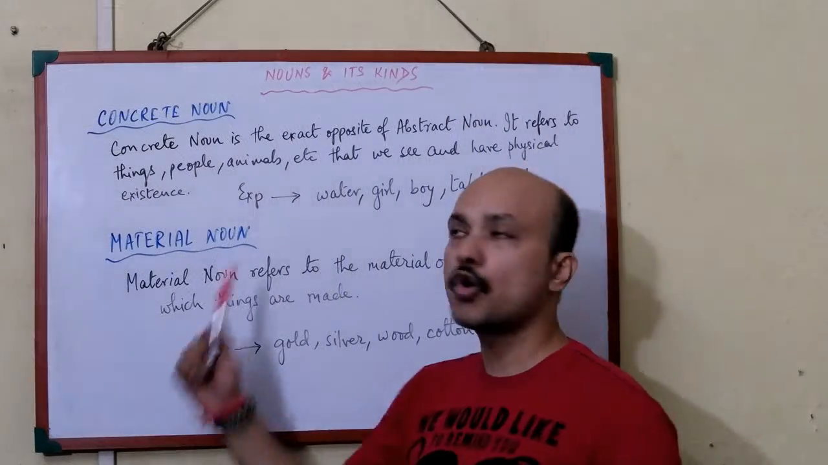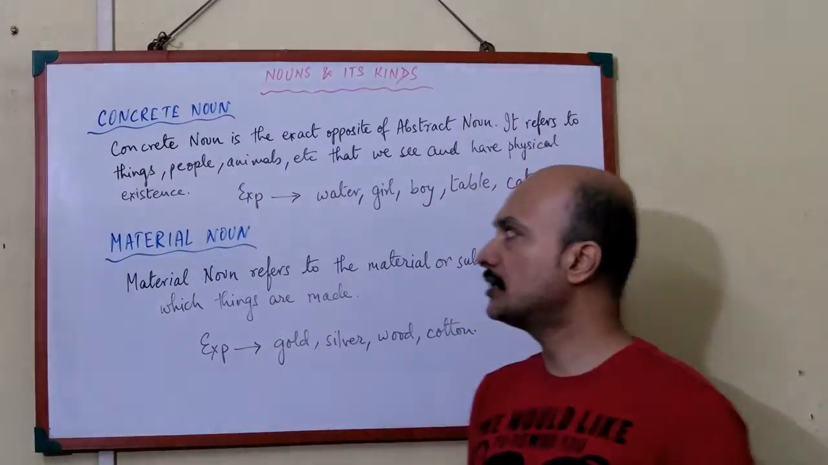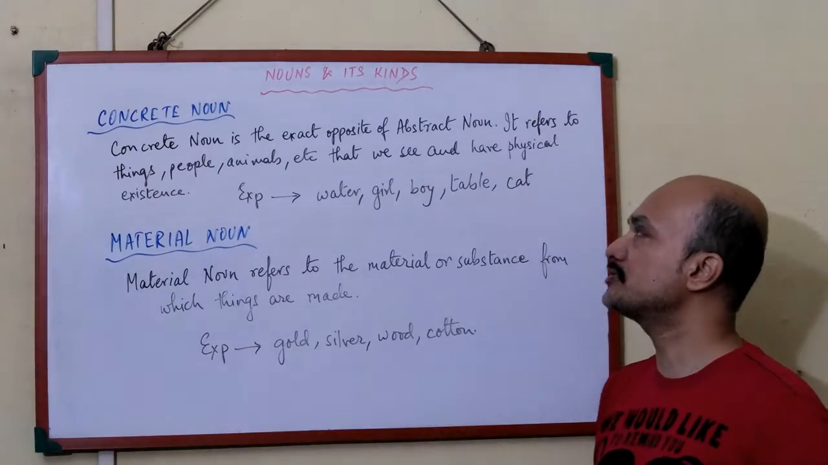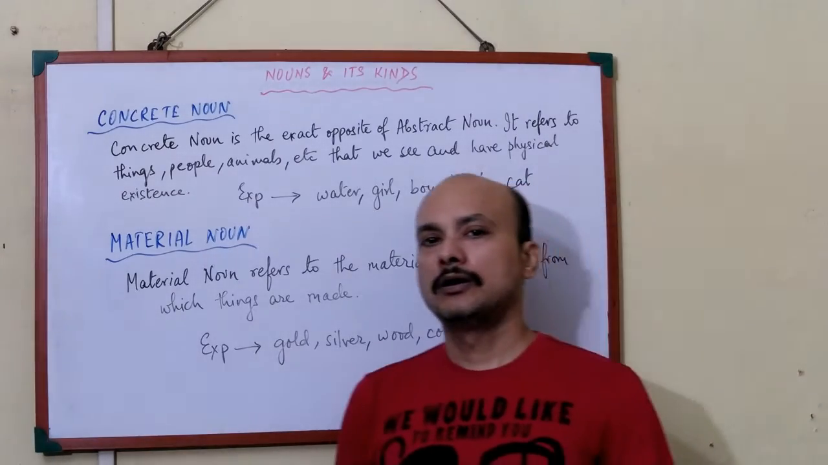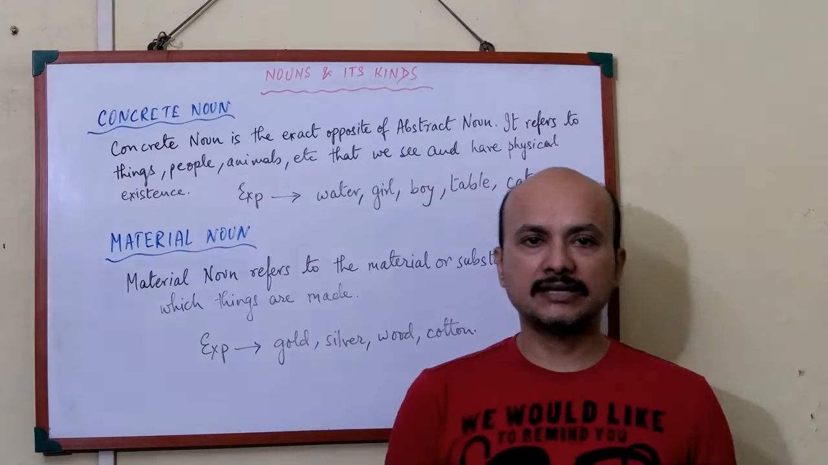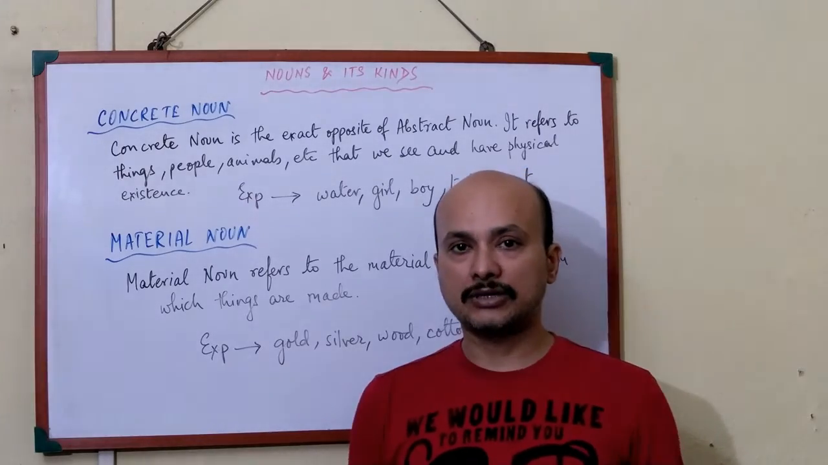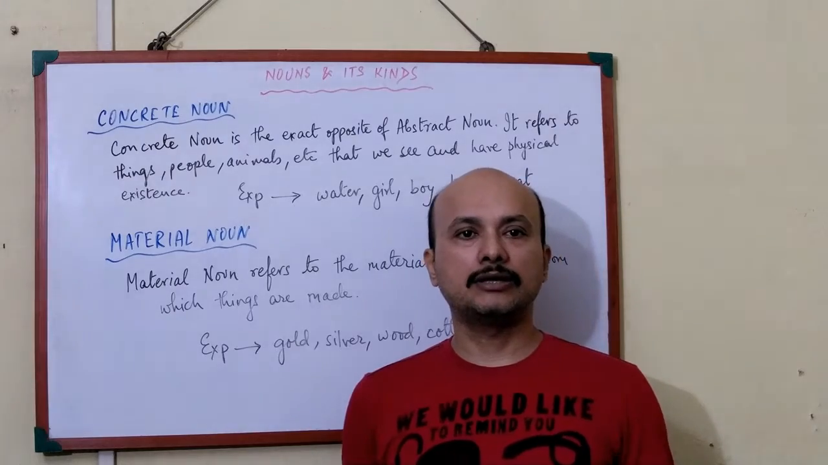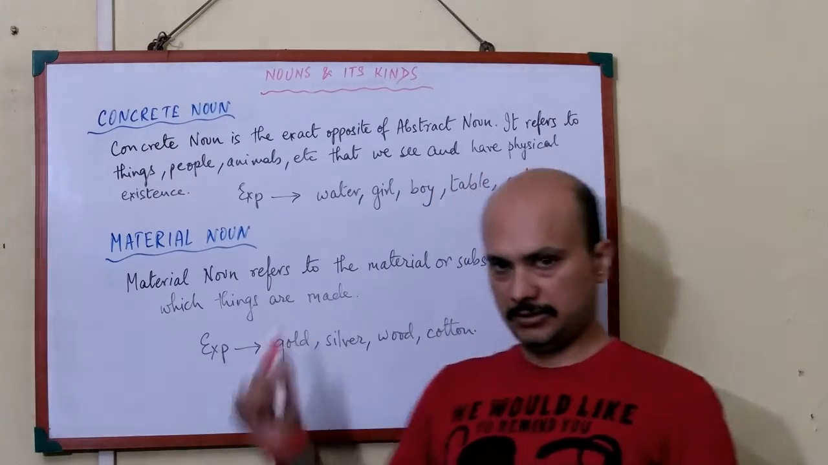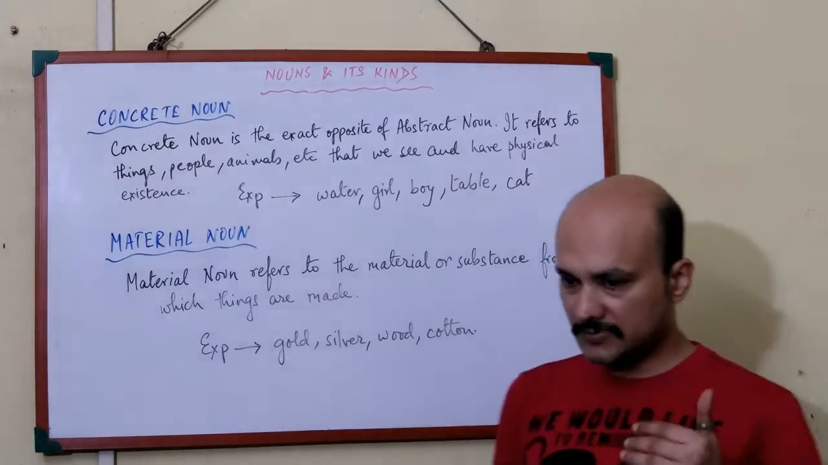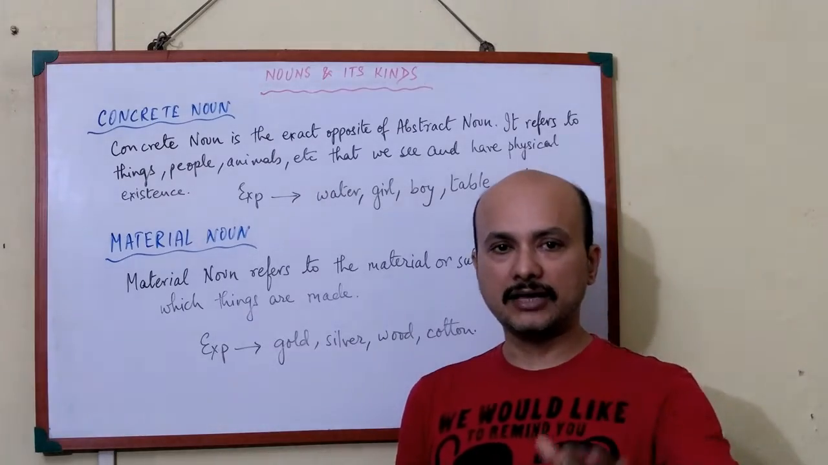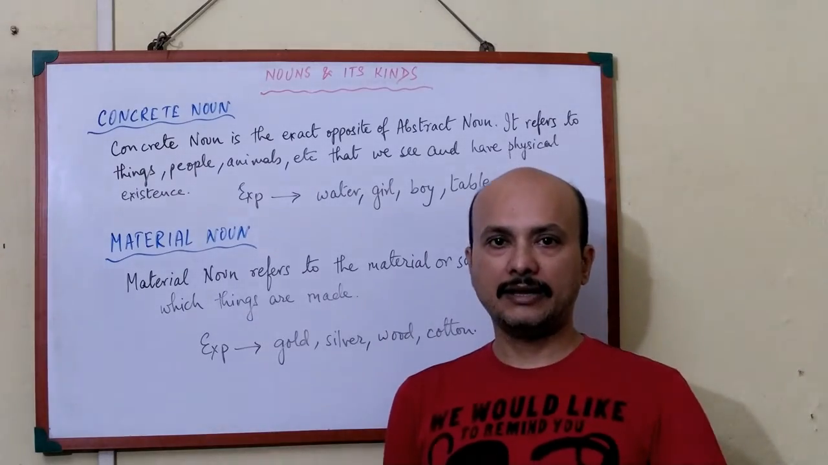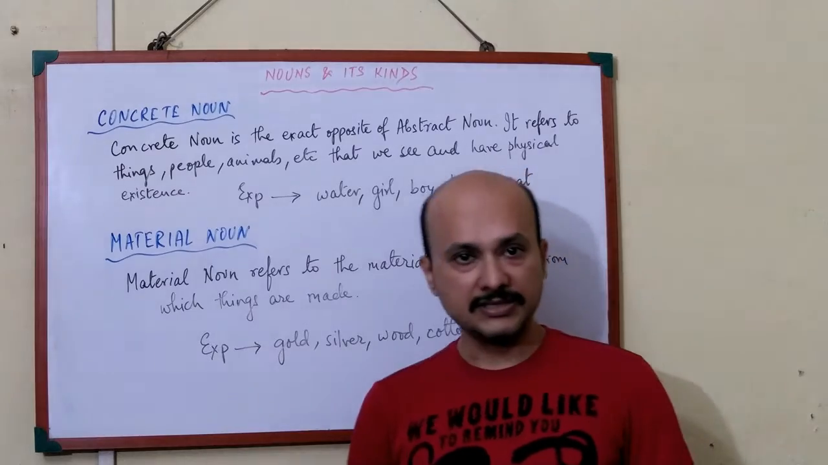The next noun is concrete noun. The concrete noun is the exact opposite of abstract noun. Now I discussed abstract noun, things which we cannot touch, things which we can only feel and we can only experience. This is just the opposite. These are things which you can touch, you can feel, you can actually see them also.